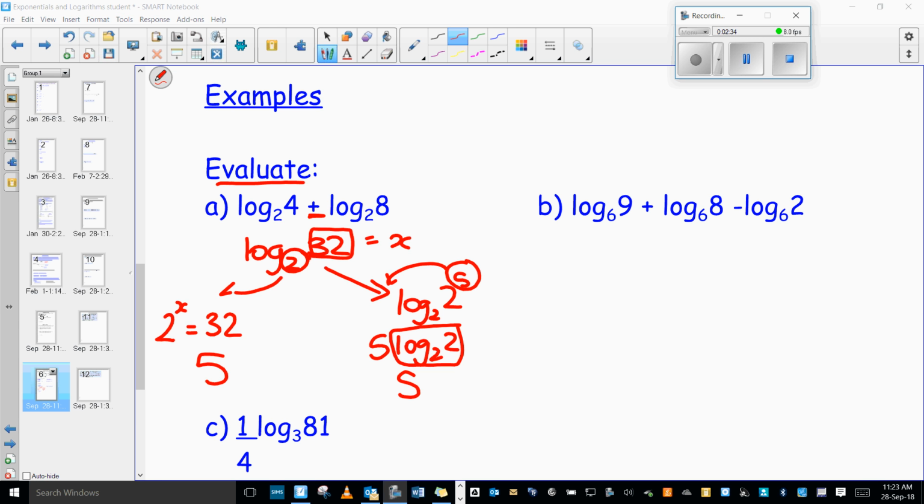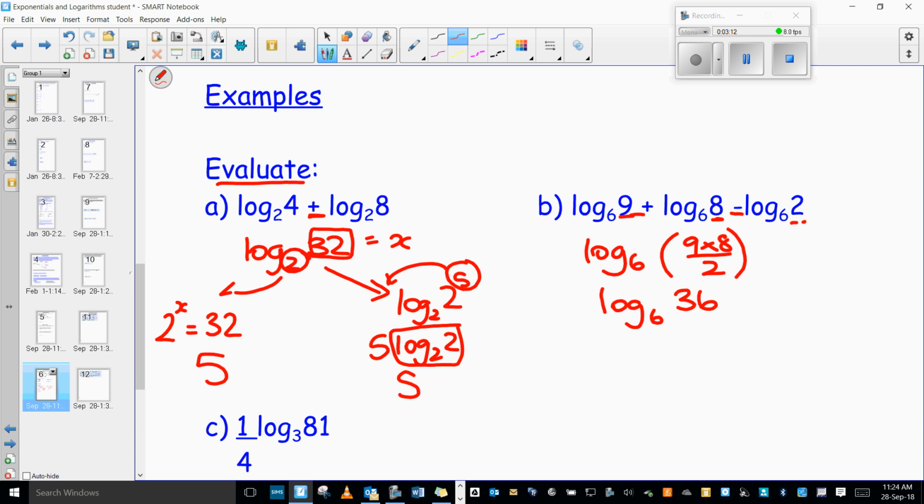Alright, so this next one, we've got 3, but we can see the base is the same for all of them. As long as the base is the same for all of them, you can start joining them together. So you can do it in 2 steps or 1. I'm going to do it in 1. So I know that I've got these 2 being added, so I'm going to multiply those together. And then we're subtracting this one, so I would divide by 2. Hopefully we're all fine with that. So 9 multiplied by 8 divided by 2. Nice, thank you. Good mental maths.